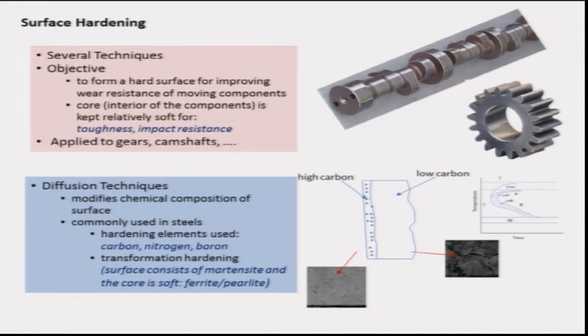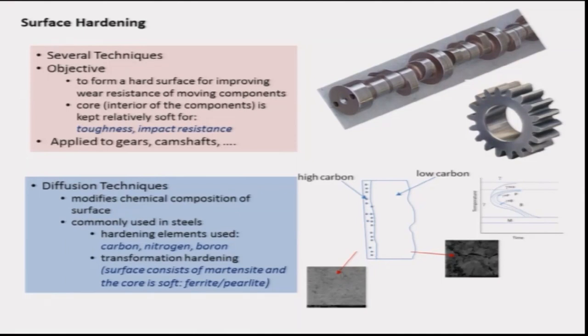So you have a hard surface in the end, with the overall toughness of the component still kept high, without losing the toughness or the impact resistance of the component. So for example, camshafts and gears come under a lot of impact loading, so they can still sustain those, while at the same time the wear resistance has been increased through surface hardening.